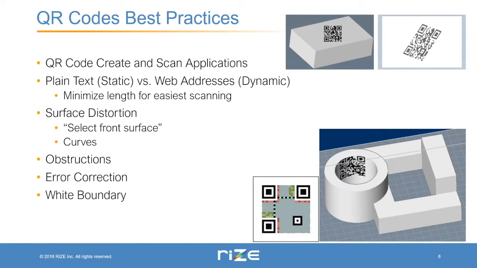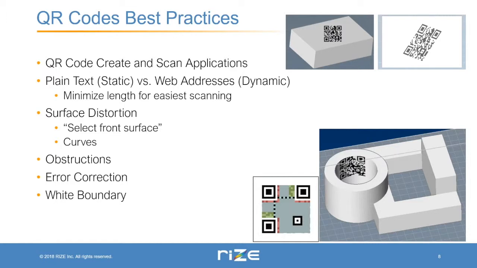Now on the bottom, we have a QR code applied to a curved surface, and this can in some cases work if the surface has a very shallow curvature and the QR code does not cover much of the curve. In most cases, though, it's best to only stick to flat surfaces. This will prevent this from being an issue when you go to scan the code.